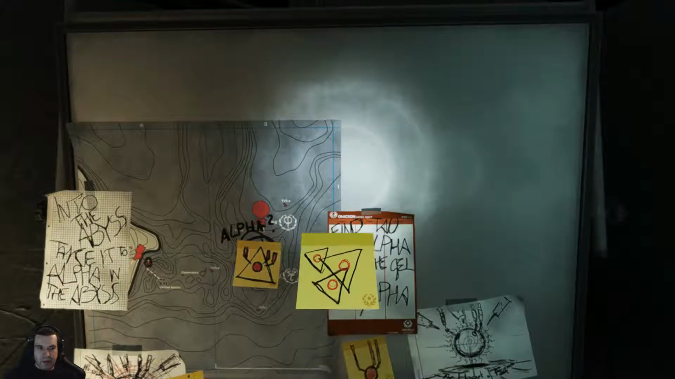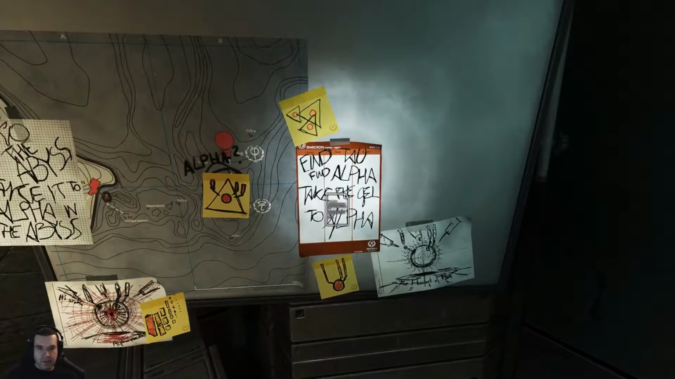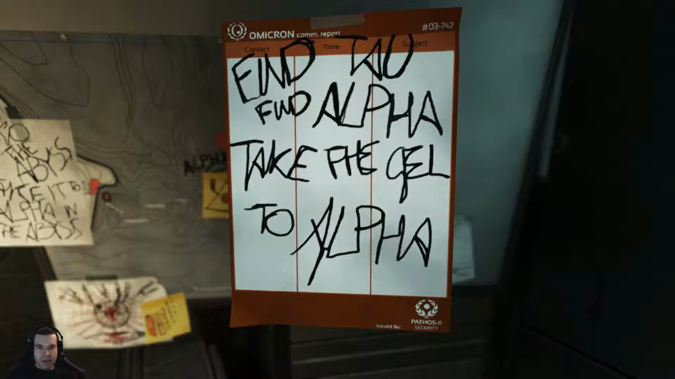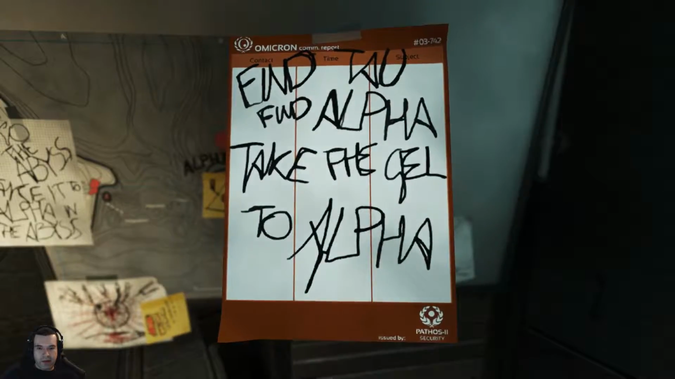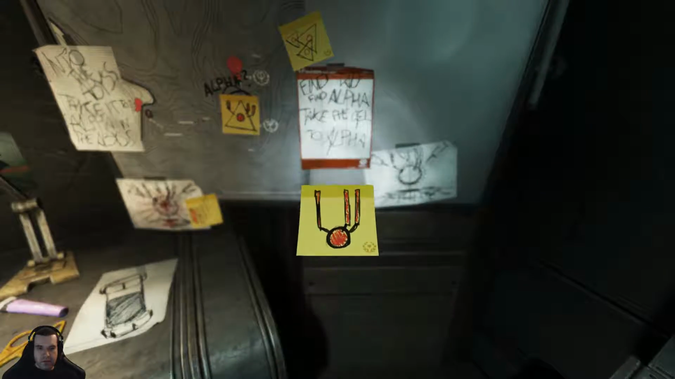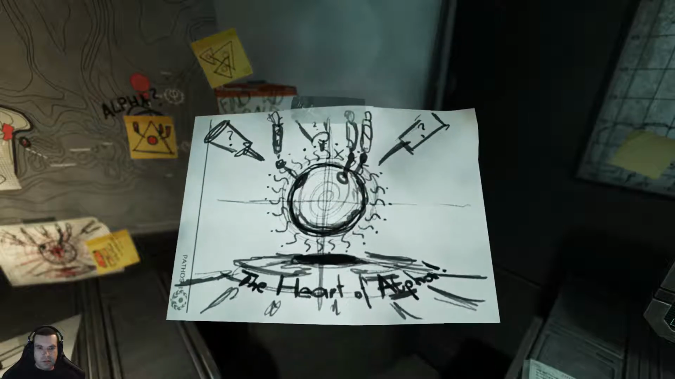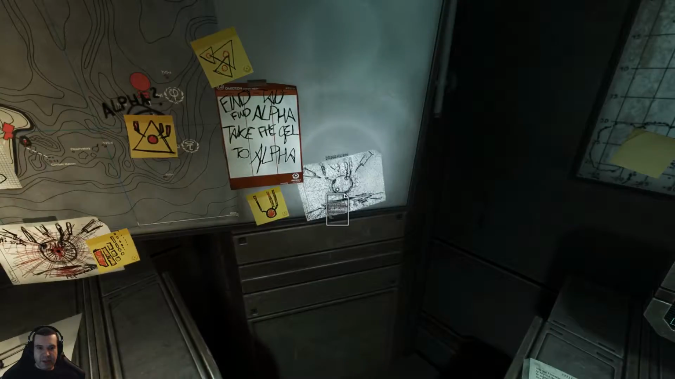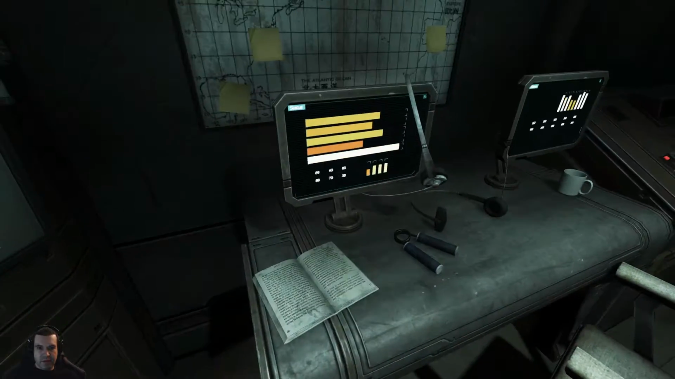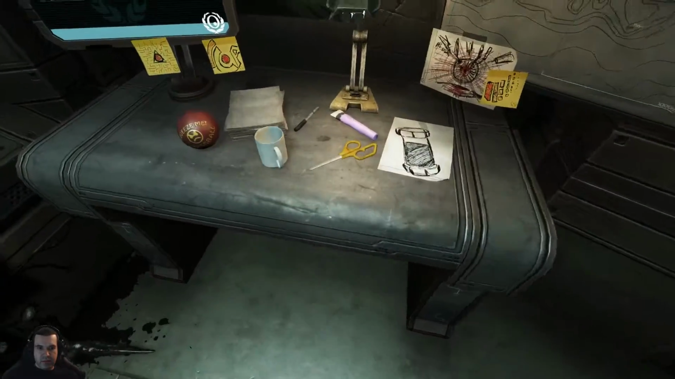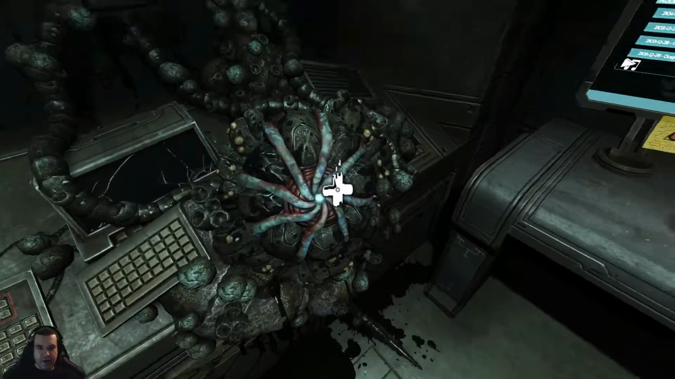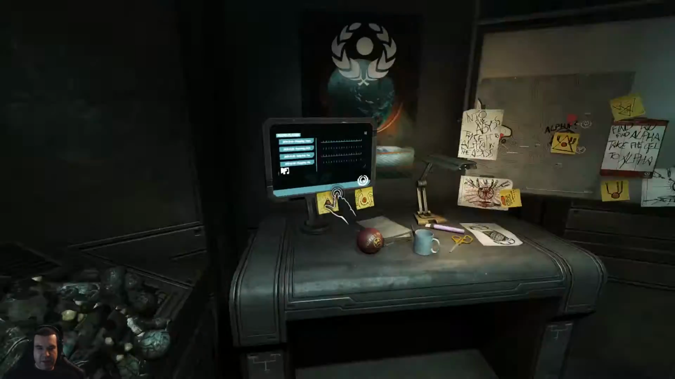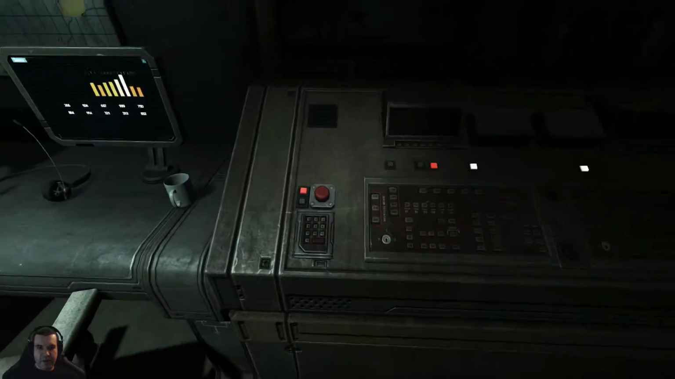Like the main part of alpha. Find tau, find alpha, take something gel to alpha. The heart of alpha, yep. So basically in the abyss is the heart of alpha. And I'm guessing the center of all of this nasty grotesque shit thrown all over the place.